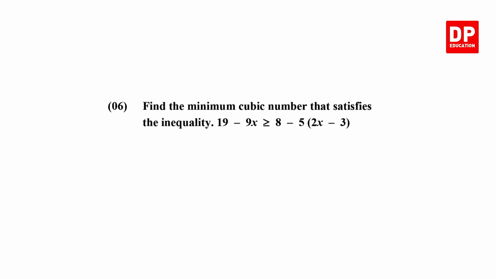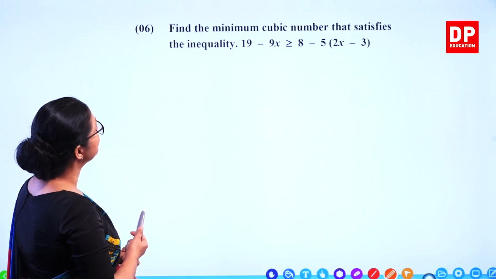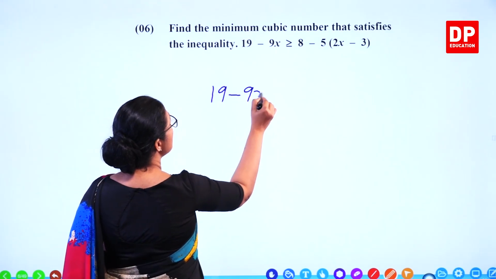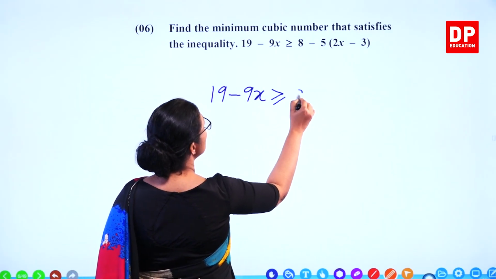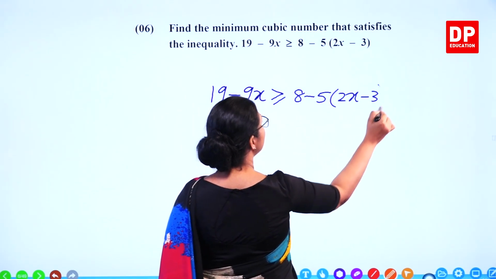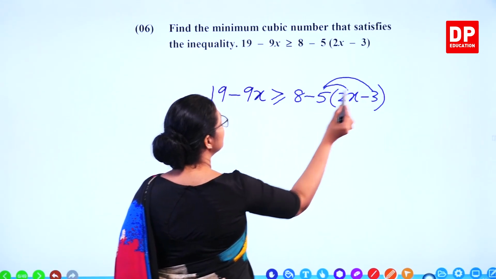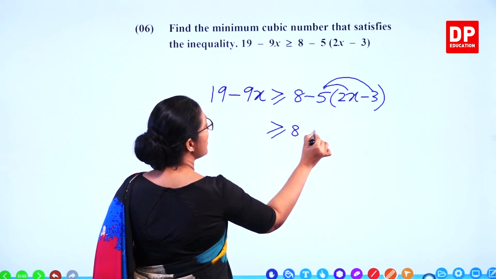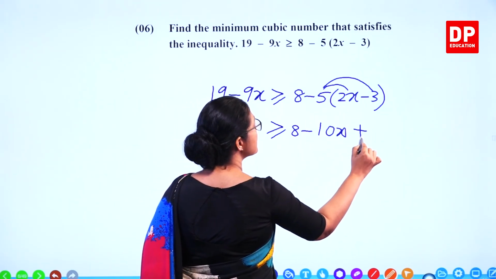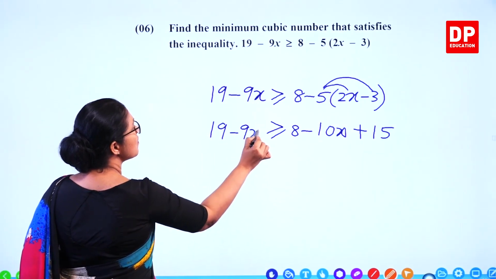Question number 6. Find the minimum cubic number that satisfies the inequality. 19 minus 9x greater than or equal to 8 minus 5 times (2x minus 3). First expand brackets. You get 8 minus 5 times 2, 10x. Minus into minus, plus 15. 19 minus 9x is greater than or equal to that.